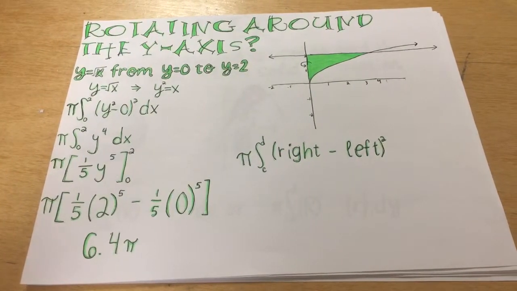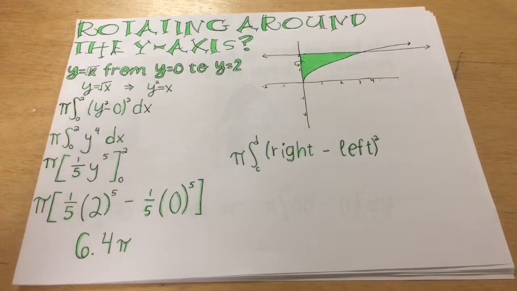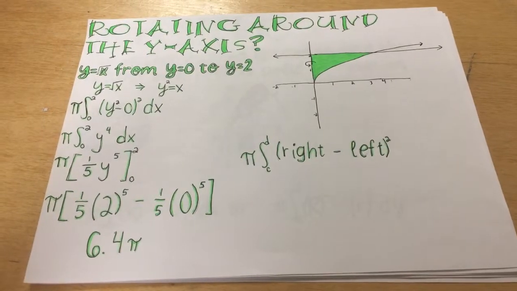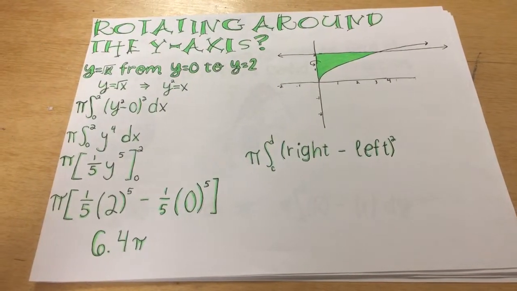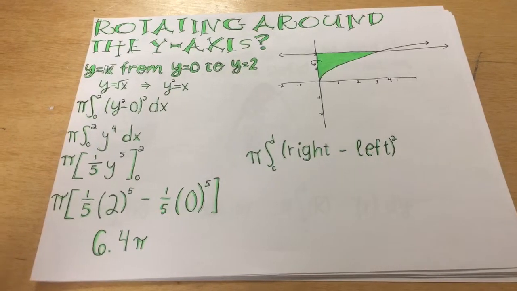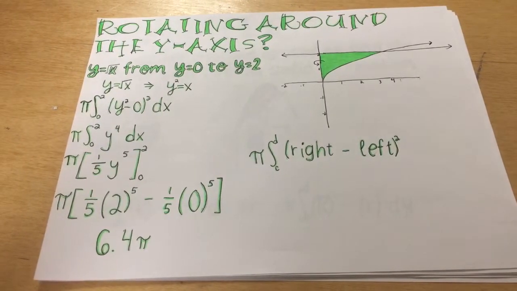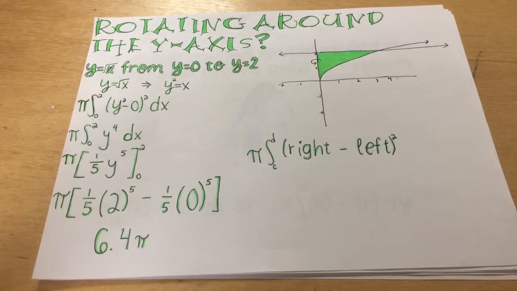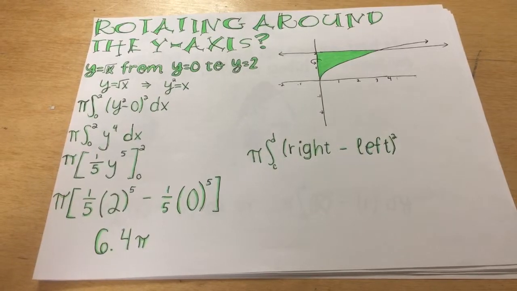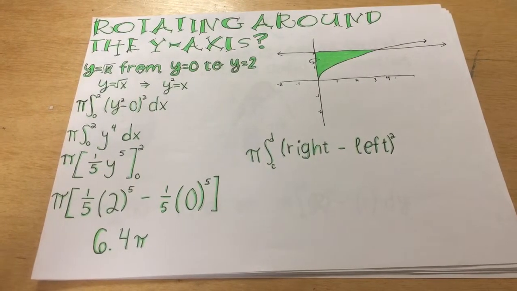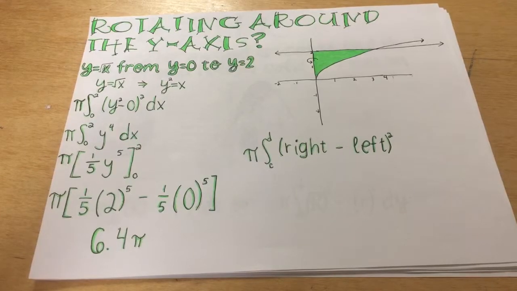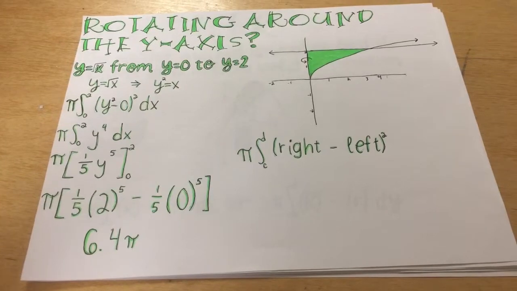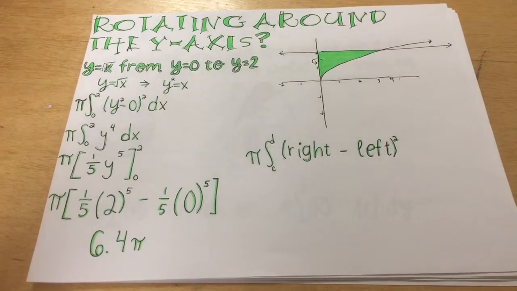But how would things be different if we rotated a solid around the y-axis? First, we must solve the function for x in terms of y. For this problem, solving y equals square root x for x would get x equals y squared. We would then have to change the bounds to ones on the y-axis, y equals 0 and y equals 2. To find the radius, we now have to subtract the left function from the right function. Now it's x equals y squared minus the y-axis, x equals 0. Lastly, we would integrate the radius squared from 0 to 2 and multiply by pi to get an answer of 6.4 pi.